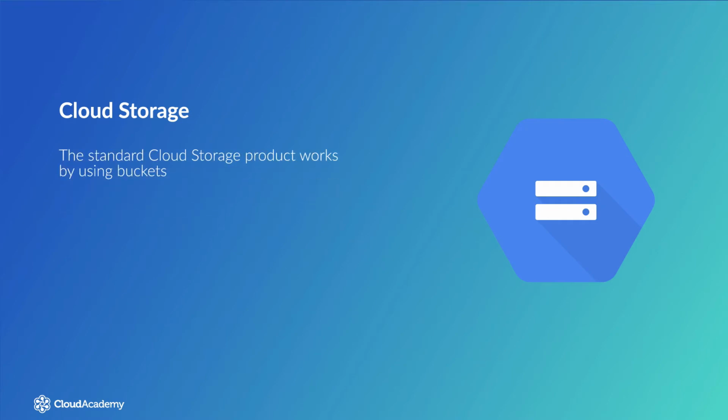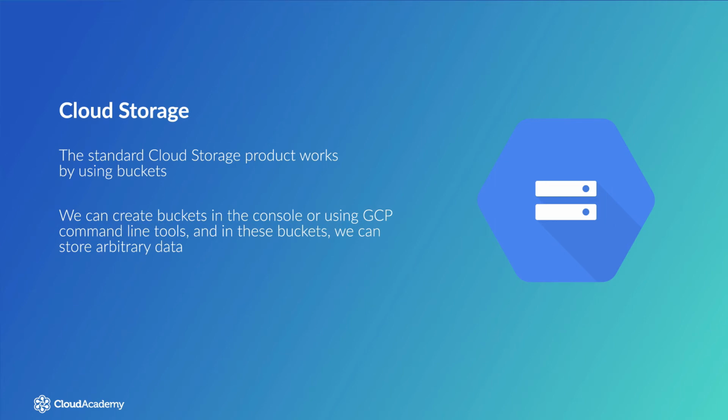That's the standard approach. We create a bucket in the console or using the command line, and in these buckets we can store any arbitrary data we want. And again, like S3, we can set all kinds of security configuration on the buckets. We can integrate them with our applications. We can make them publicly available. We can grant access so that things can read and write from cloud storage.